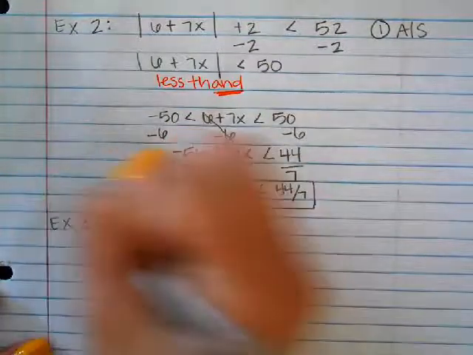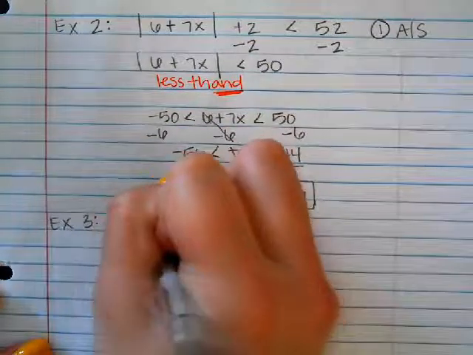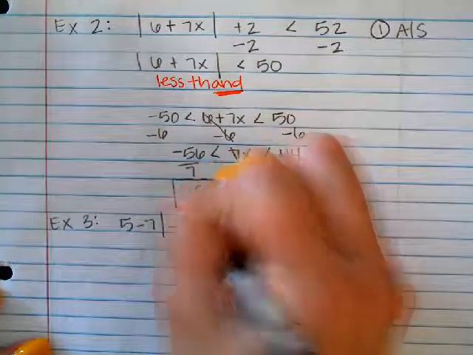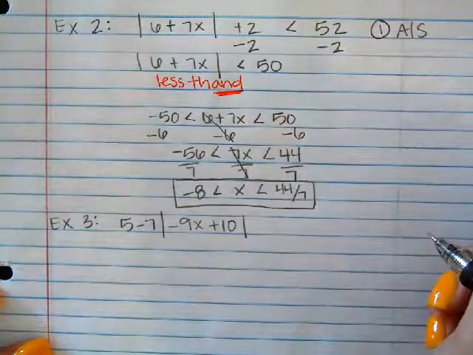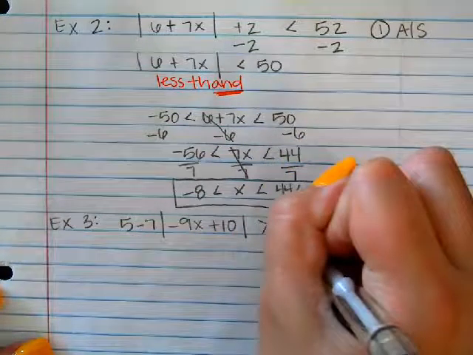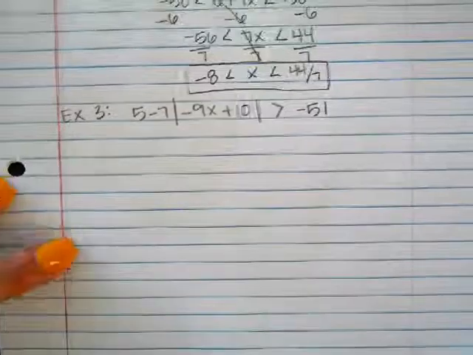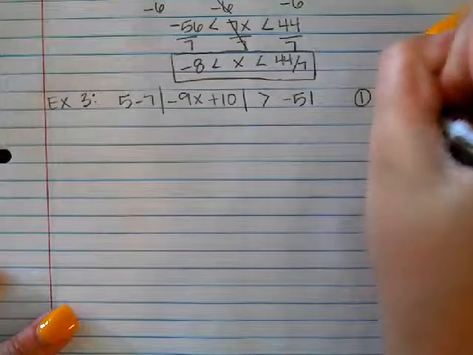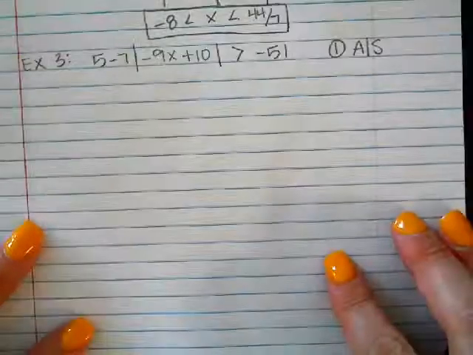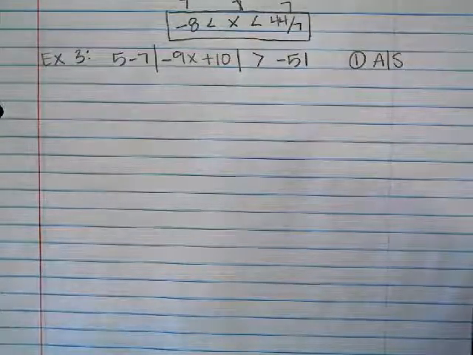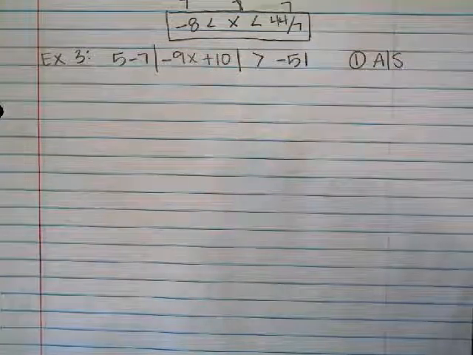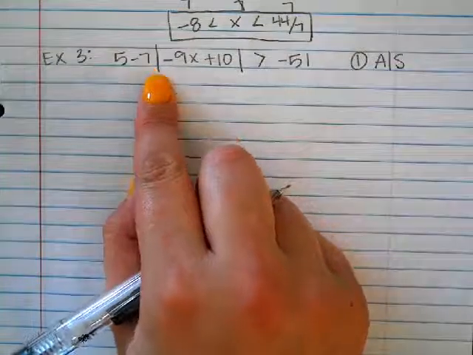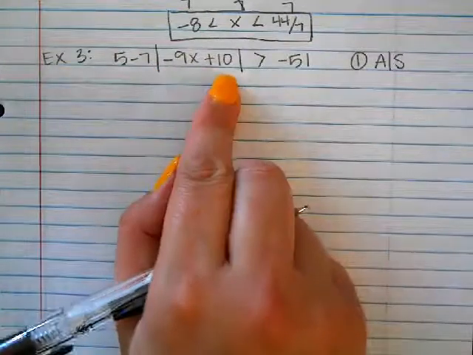5 minus 7 times the absolute value of negative 9x plus 10 is greater than negative 51. You know it's a good sign when I got all those negatives in one problem. You guys are like, negatives, no. That means it's going to be flipping back and forth. It's 5 minus 7, absolute value of negative 9x plus 10, greater than negative 51.